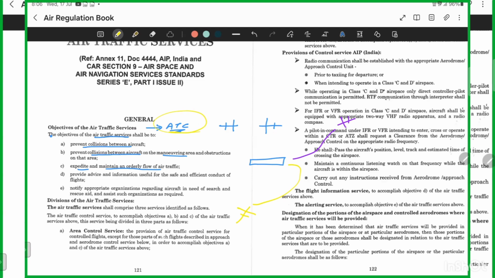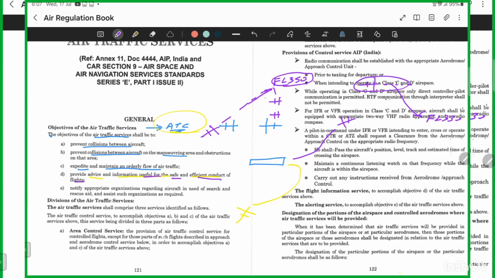Next, provide advice and information useful for safe and efficient conduct of flight. Let's say we are climbing. I'm climbing to level 350. There is already an aircraft which flew at 350 15 minutes back, and it was very turbulent. So he went back to level 330, descended. Now, if I ask for 350, the ATC will tell me that on this route the previous aircraft has reported heavy turbulence. So I might take level 330 or level 310. That information is useful for me. It provides safety. It provides efficiency for the flight also.